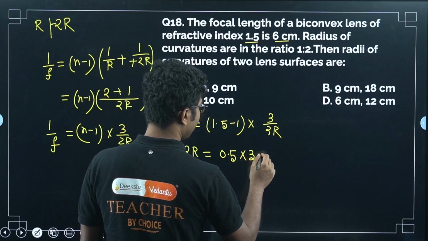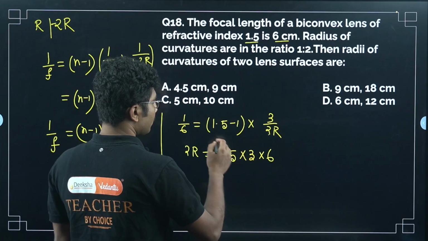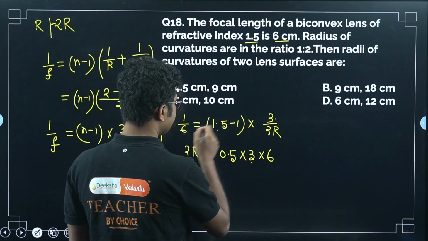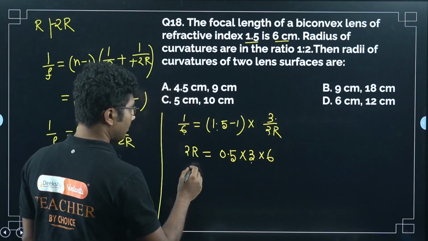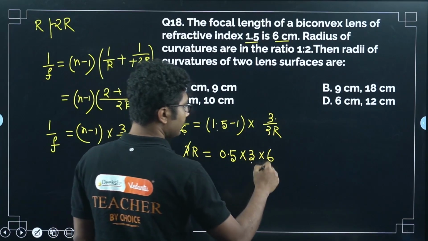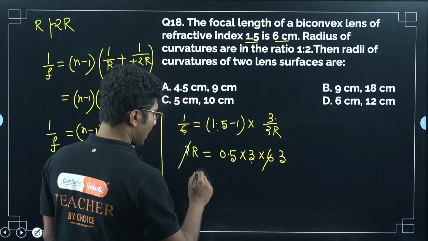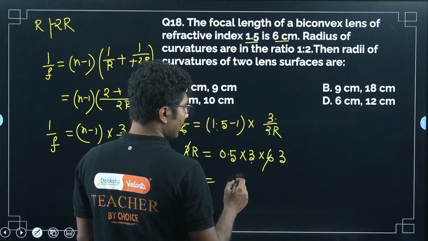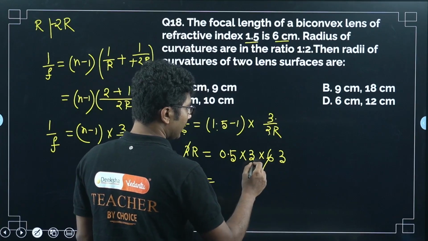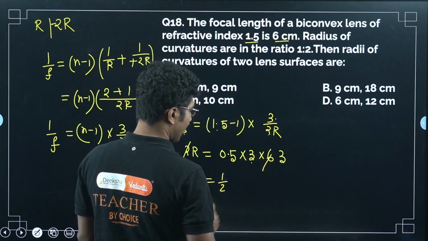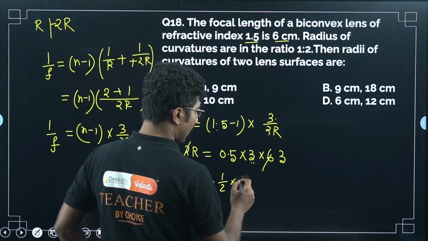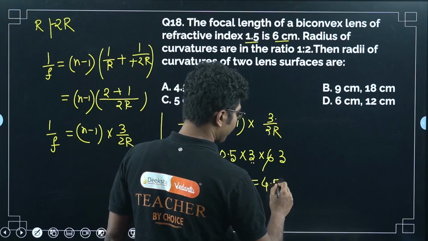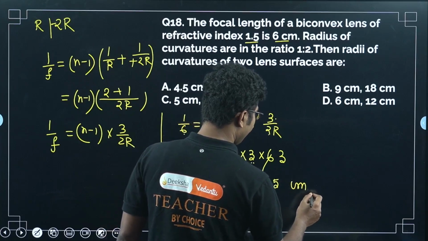Times 3 times, so 1.5 minus 1 is 0.5, and 3 is 3. This 6 will come here and becomes multiplied by 6, so this we can cancel like this. So r becomes 0.5 times 3. 0.5 is 1 by 2, right? And 3 3s are 9. So 9 by 2, that is 4.5. So it is 4.5 centimeter.